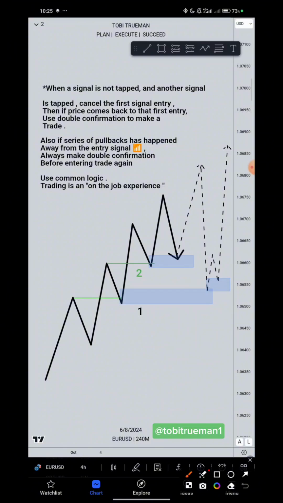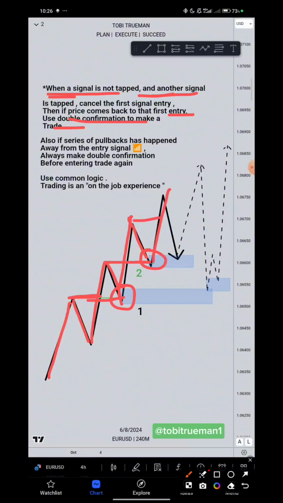Now, the last part, I'm going to show some examples. But before then, when a signal is not tapped and another signal is tapped, cancel the first signal. Then, if price comes back to that first signal, use double confirmation to make a trade. This is what I'm talking about. Price is making impulsive, pullback, impulsive, canceling this resistance, turning the resistance to support. Price came back, gave us our signal here, but it did not tap on it. It just went up again, took out this resistance, turned it to support. Price came back. That's number 2, giving us our signal here. It went up. It did not tap on it again.